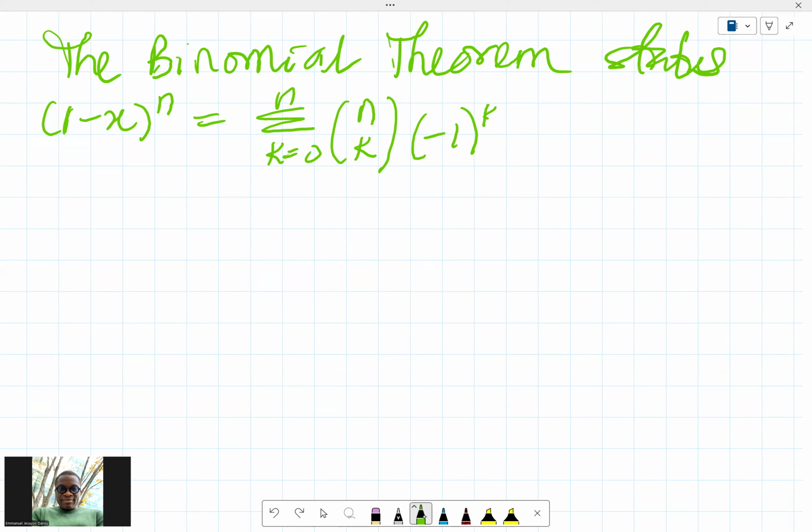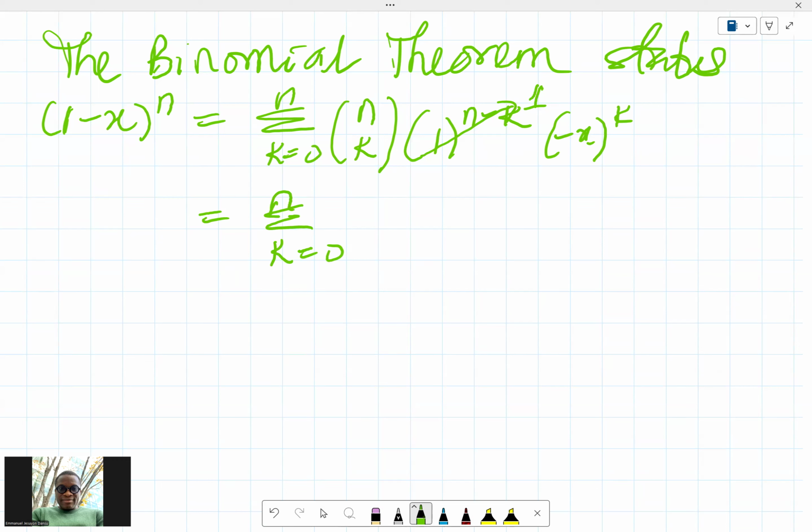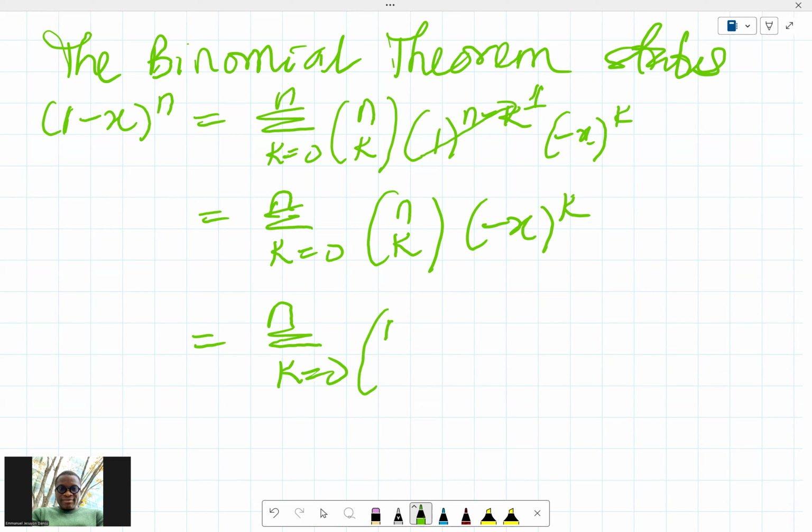In fact, let me even demonstrate that so that it can be really clear. What we should really be doing is 1 raised to power n minus k, then minus x raised to power k. But all of this 1 raised to n minus k is going to be 1 in the long run. So this is summation from k equals 0 to n, then n combination k, then minus x raised to power k. You can break this down so that it's like minus 1 times x raised to power k.